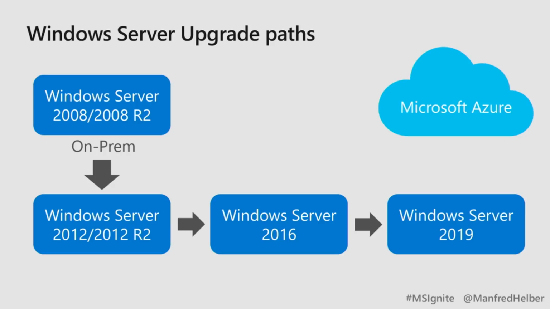The in-place upgrade usually supports the two latest versions. So we can upgrade from 2008 R2 to 2012 or to 2012 R2. And we can upgrade from 2012 R2 to Windows Server 2016 or to Windows Server 2019.